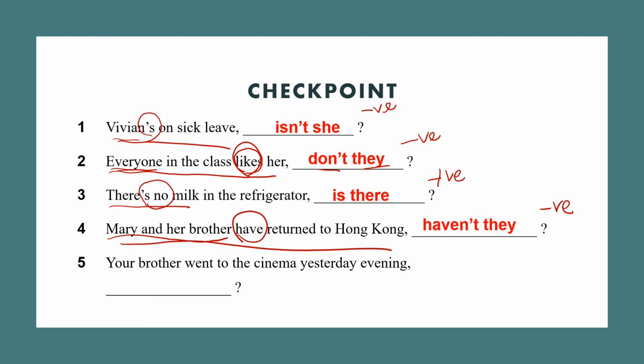Number 5, your brother went to the cinema yesterday evening. This is a positive statement, therefore we need a negative question tag behind it. Again, what should be the first part of the question tag when the verb is went? And what should be the second part of the question tag? What is the pronoun that you would use to refer to your brother? Your brother went to the cinema yesterday evening, didn't he? Well done, you have finished question tags.